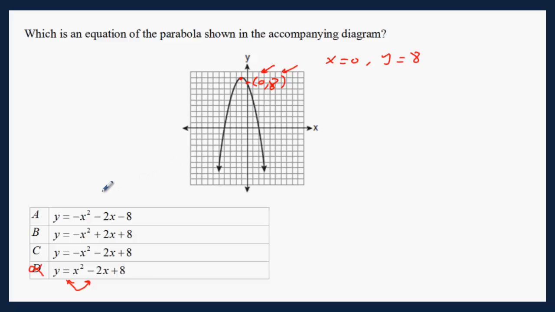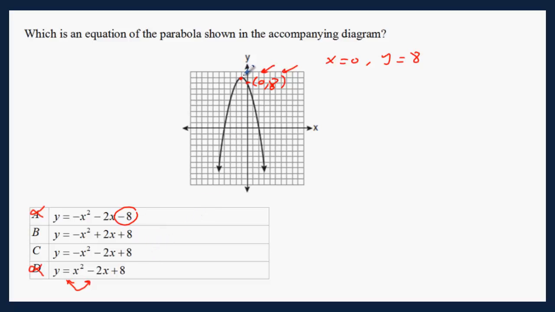So what else should we eliminate here? See here, when we substitute 0 for x, the value of y is going to be negative 8. That's incorrect. It must be positive 8. So now we eliminated 2 choices, and the answer is going to be either B or C. This is the second step.